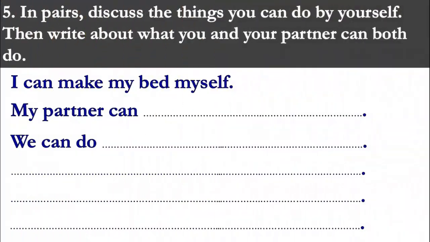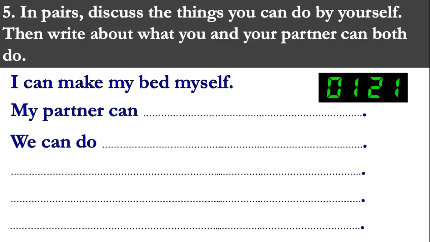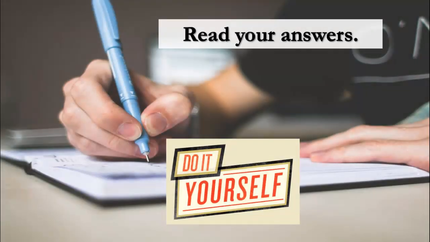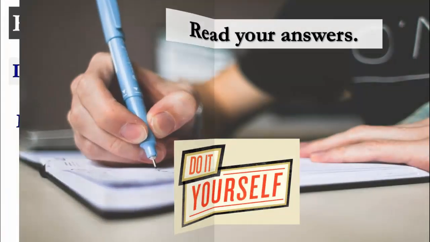Let's move here. In pairs, you have to discuss the things you can do by yourself. Then write about what you and your partner can both do. You are going to write some things you can do by yourself, and after you finish, discuss the things that you can do by yourself with your classmate and write them down. Take your time, and you can answer this one in your workbook. Then you can write some sentences in the comments below to check the answers with you. Try to read your answers and you can write them down in the comments below.